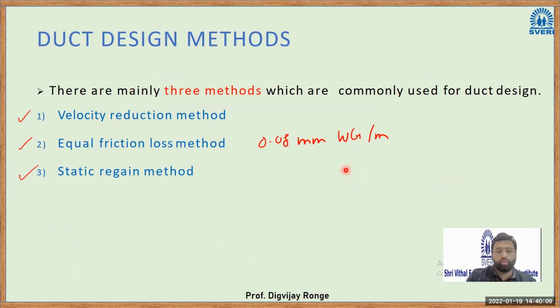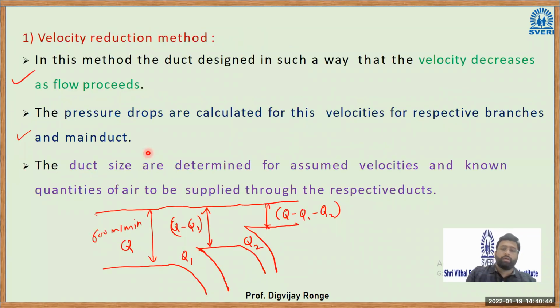Now with this we'll go towards the duct design methods. Again, there is a long derivation for all these three methods. There is a numerical also for these methods, but because of online mode, we won't be able to take it. I will cover the theory as well as whatever MCQs will be asked. There are mainly three methods commonly used for duct design. First is the velocity reduction method, second is the equal friction loss method, and third is the static regain method. Okay, we'll see them one by one.